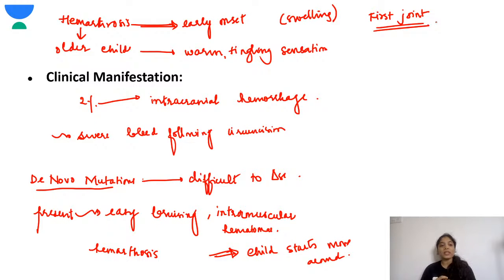Tell me, which is the first joint which can go for hemarthrosis? I'm not talking about the target joint. The target joint is different. I'm asking which joint in the body, the most common joint, is the first to go for hemarthrosis. Sumitra, right? It is the ankle joint. Later it can involve the knee and the elbow.